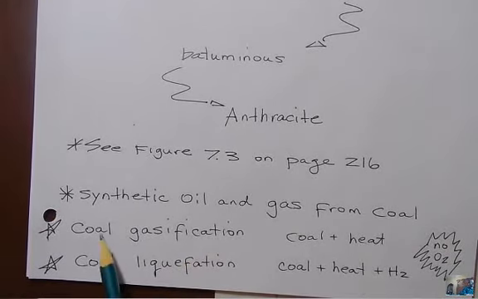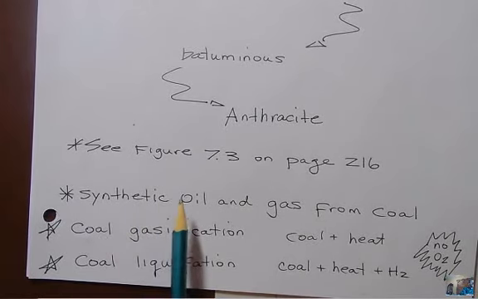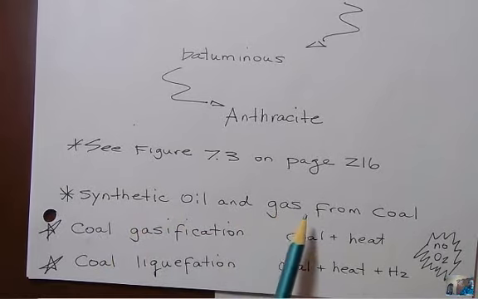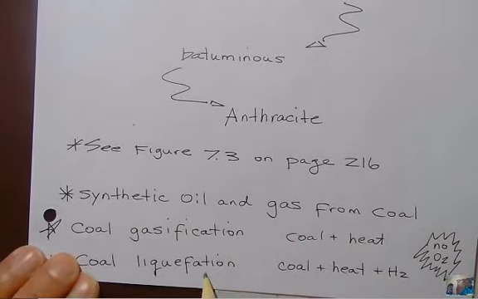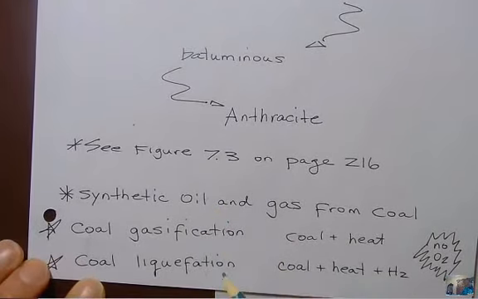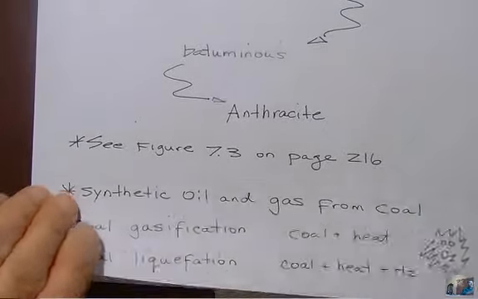And the last thing that you can do, so you can gasify coal, you can make synthetic oil and gas from coal, and then you can also liquefy coal. So you take coal, heat, and hydrogen, and you can make a liquid product out of coal that resembles a gasoline, okay, or resembles diesel oil. So these two things are kind of very similar. You can make the synthetic oil or coal liquefaction.